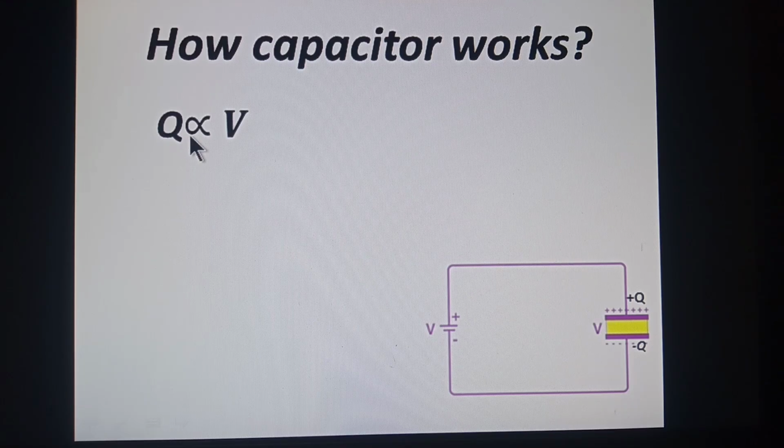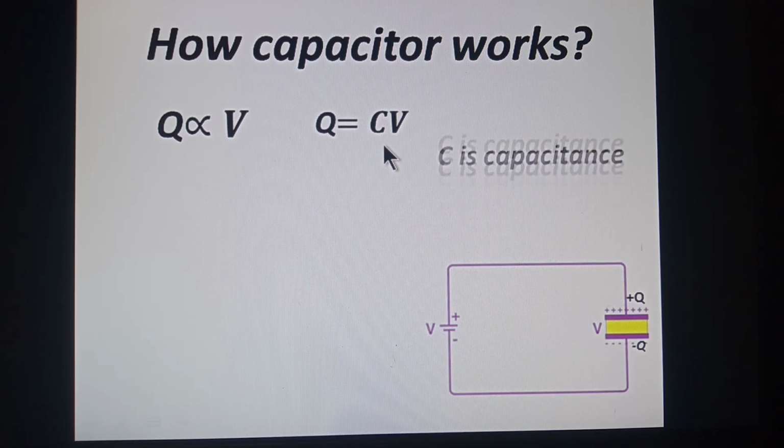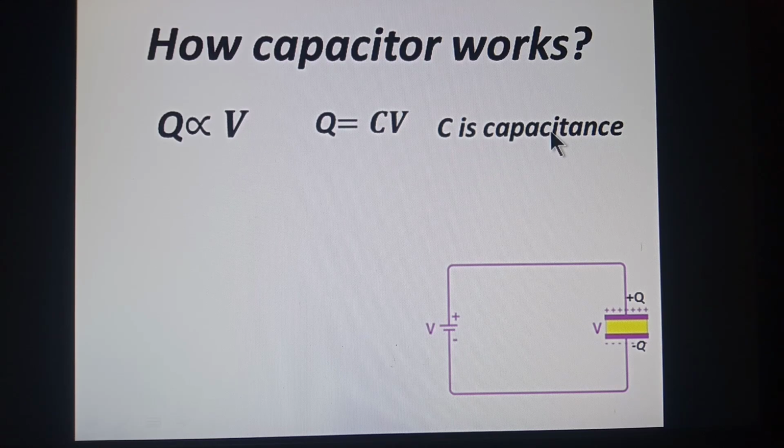Removing sign of proportionality with sign of equality, we multiply the right hand side with some constant. So we can write Q is equals to CV, where C is constant, and in this case it is called capacitance of the capacitor. Students, it shows the ability of a capacitor of storing charge. How much charge a capacitor can store. So we call it capacitance. C is the capacitance of capacitor.